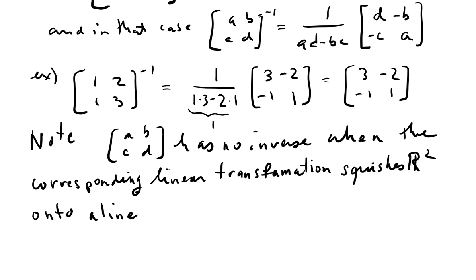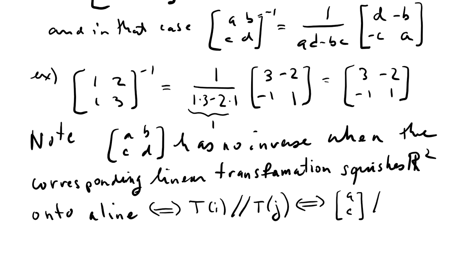When is that going to happen? That's equivalent to saying that T of I, where I gets sent, is going to be parallel to where J gets sent. That's the only way for the linear transformation to send R2 onto a line. When is that going to happen? Well, what's T of I? That's the first column of the matrix. It's AC, and AC will have to be parallel to BD.